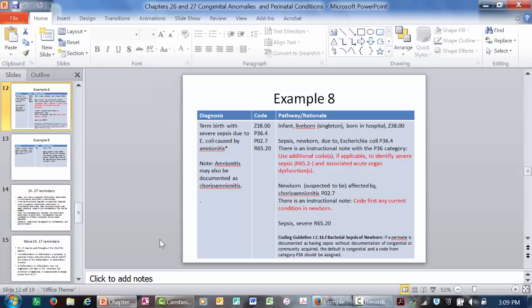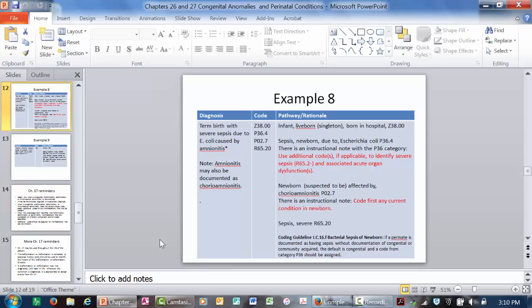The Z38.00 code is our principal because the baby was born in this hospital. Then we code the sepsis code, and in this case there is a combination code for the newborn sepsis and the E. coli, and an instructional note with that category code telling us that if we have severe sepsis identified, we need to use that R65.20 code.